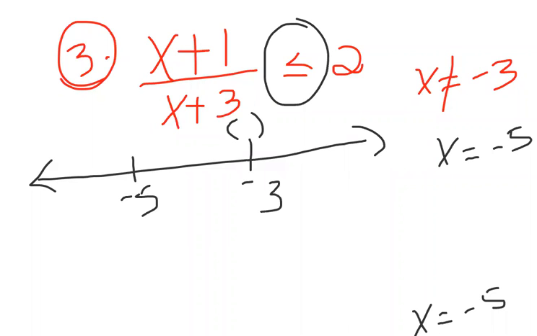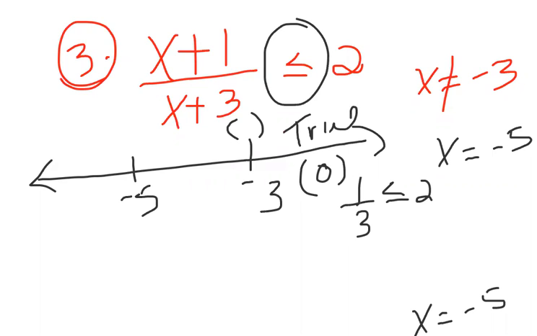Now let's test this. 0 is way over here, guys. If we take 0, we plug it into the original problem. In the numerator, 0 plus 1 is 1. In the denominator, 0 plus 3 is 3. Is 1/3 less than 2? Absolutely. 1/3 is less than 2. That means that this region right here would be true.